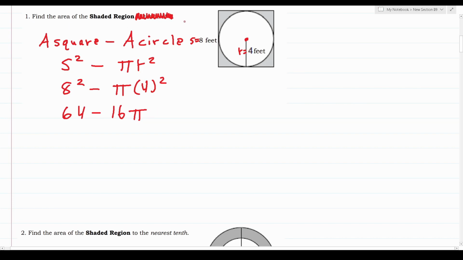Again, on the ASVAB, you're going to be told that pi is 3.14. So let's go ahead and replace pi with 3.14 now. This becomes 64 minus 16 times 3.14. And I'm going to work that off to the side. We have 16 times 3.14.